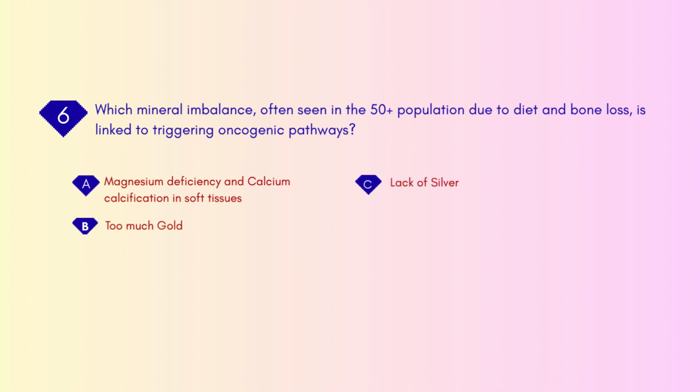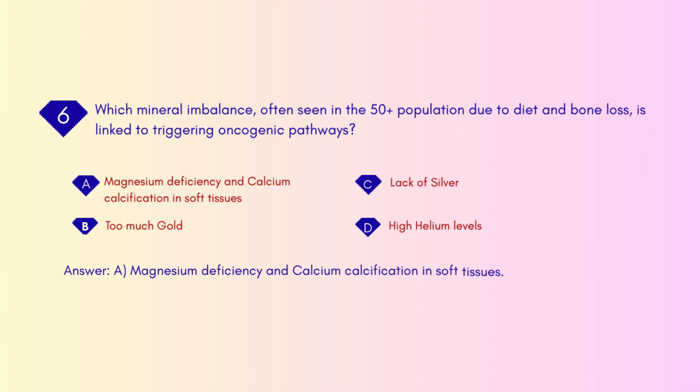C. Lack of silver. D. High helium levels. Answer: A. Magnesium deficiency and calcium calcification in soft tissues.